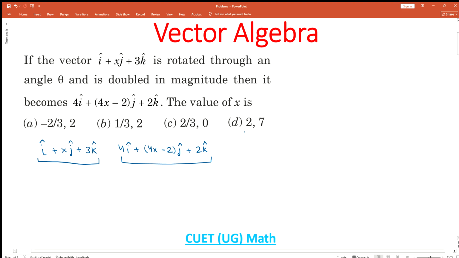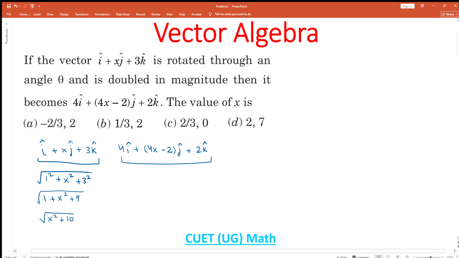Let's start by finding the magnitude of the first vector i plus xj plus 3k. We can calculate the magnitude by squaring each component, adding the squares, and applying square root to the sum. So the magnitude of the first vector is the square root of 1 squared plus x squared plus 3 squared. We can simplify this term. 1 squared is 1, 3 squared is 9, 1 plus 9 is 10, so I get the square root of x squared plus 10.